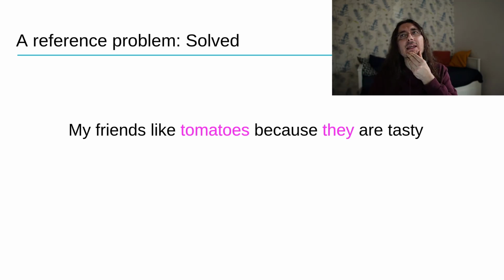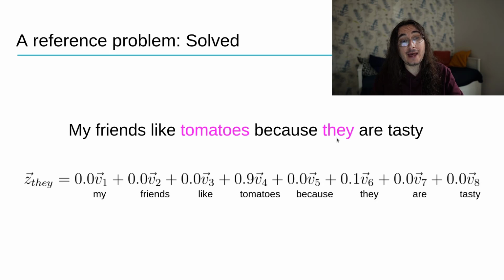Now, how can a transformer make sense of this phrase and understand that "they" is connected to tomatoes? Well, we just go in the attention matrix and we take a look at the attention vector associated with "they", and it may look something like this. This is completely made up, of course, but I just want to make a point here.